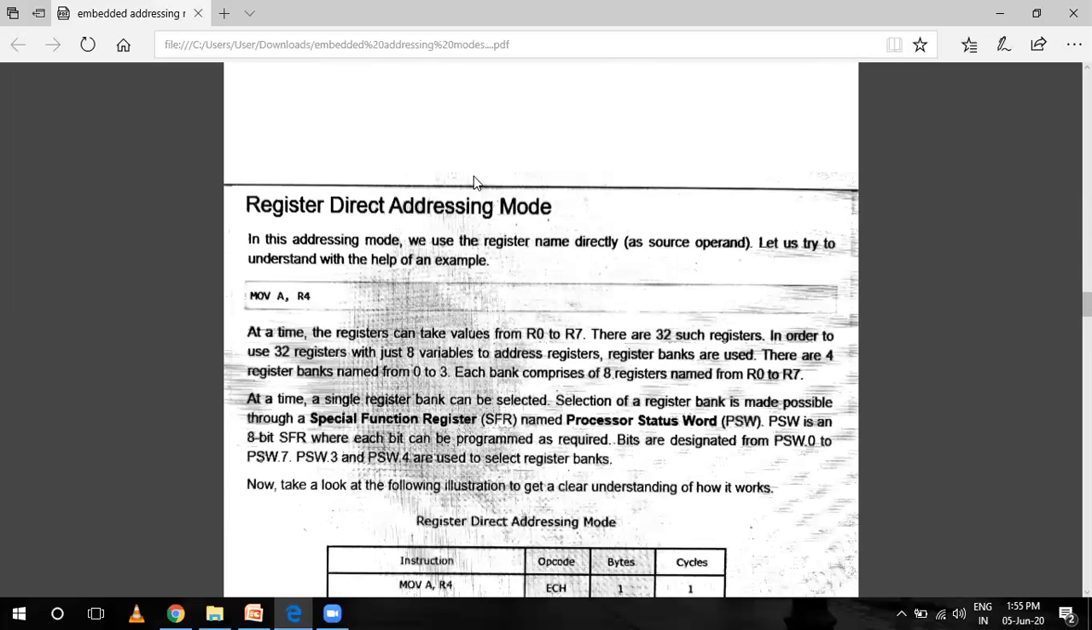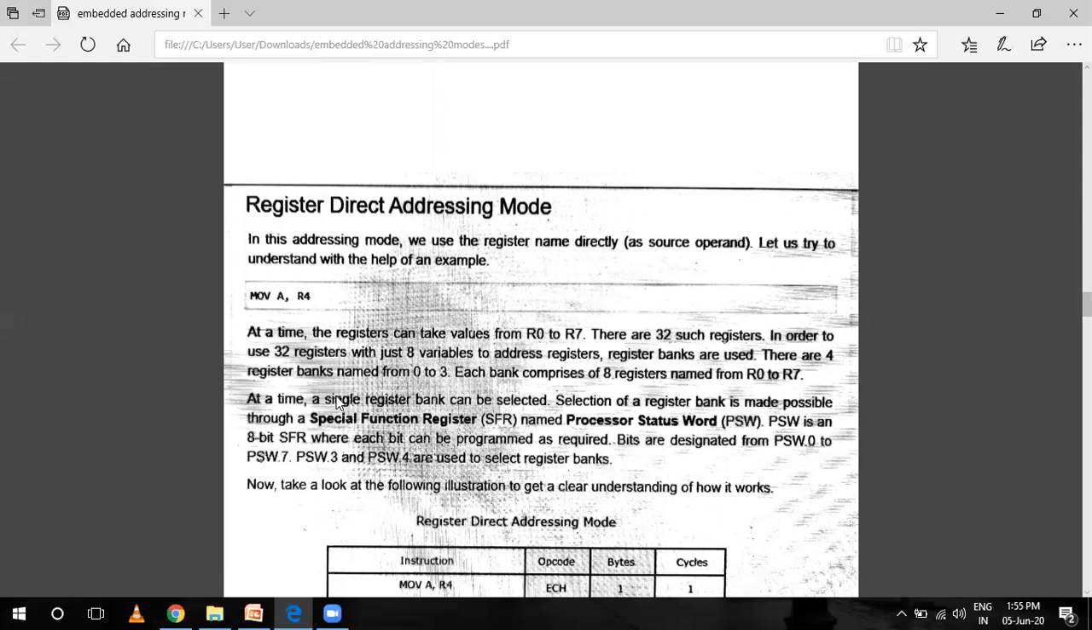Next is the register addressing mode. In this addressing mode, we use the register name directly, as in MOV A, R4. At this time, the register can take a value from R0 to R7. There are 32 such registers. In order to use 32 registers, we have only 8 variables left to address registers.